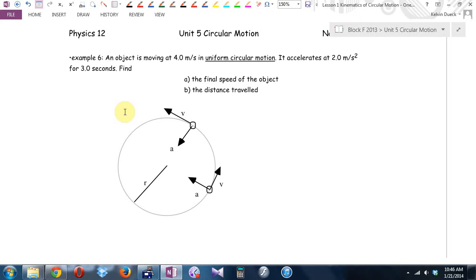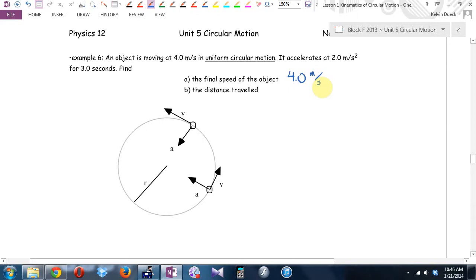In uniform circular motion, you're moving at a constant speed. There is an acceleration of 2 meters per second squared, but what that acceleration is changing is not the speed, it's changing the direction. So when it says find the final speed of the object, it's still 4 meters per second. Why? Because if you're moving in a circle in uniform circular motion, by definition, Sasha, your speed's not changing.